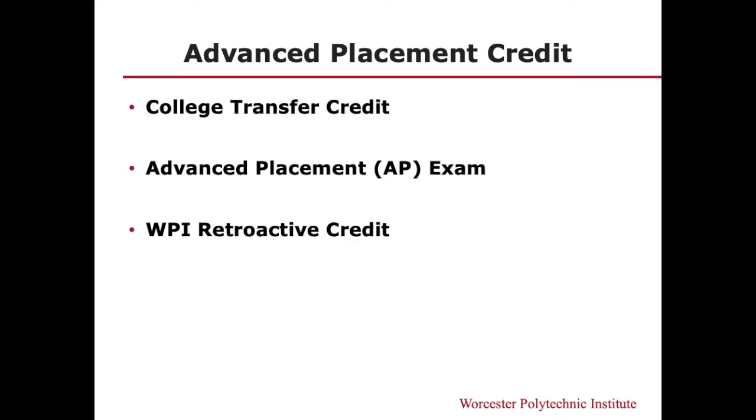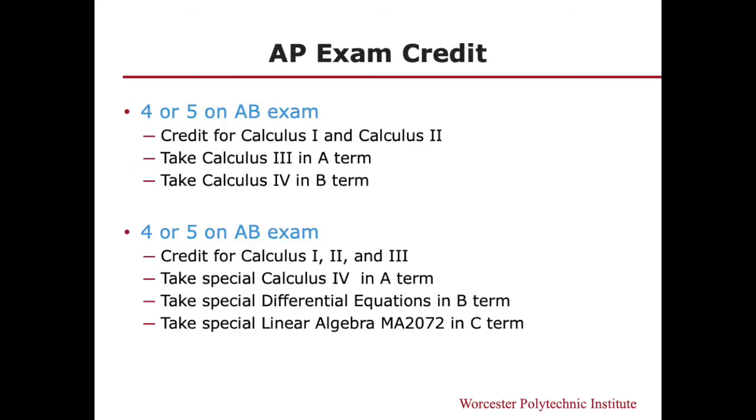The other two policies we'll talk about are the advanced placement exam and the retroactive credit policy. So, advanced placement. First, if you have the AB version of advanced placement and you score a 4 or a 5 on the AP exam, this gives you credit for Calc 1 and Calc 2. And so that will be the 1021 and the 1022 version, your traditional sequence of Calc 1 and 2.